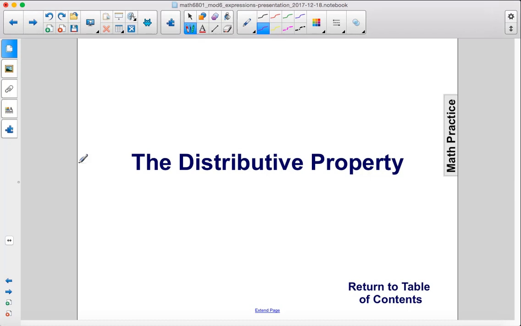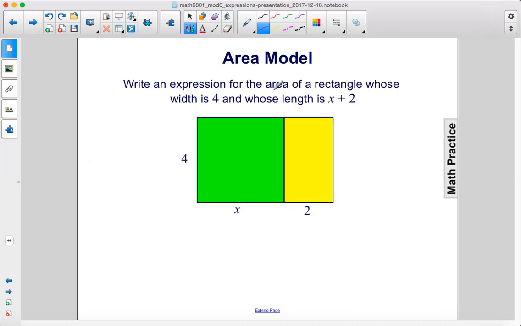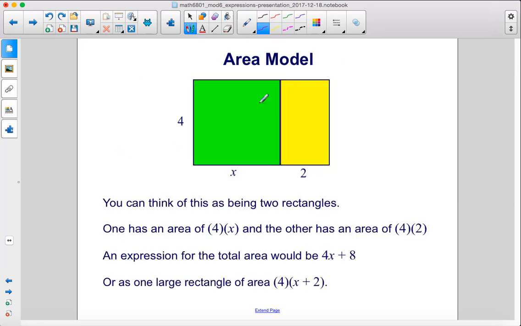The distributive property. Write an expression for the area of a rectangle whose width is 4 and whose length is x plus 2. You can think of this as being two rectangles. One has an area of 4 times x, that's this rectangle, and the other has the area of 4 times 2, which is this rectangle. An expression for the total area would be 4x plus 8, which is 4 times x and 4 times 2 added together, and one large rectangle of area 4 times x plus 2.